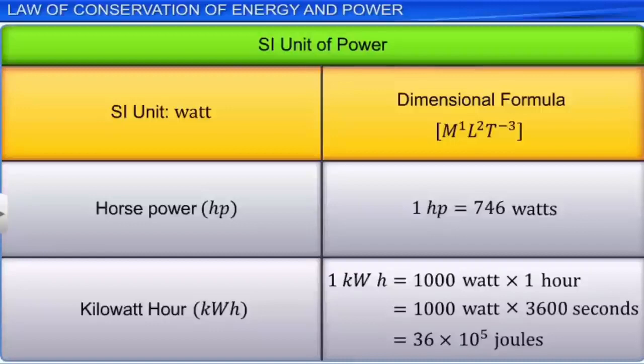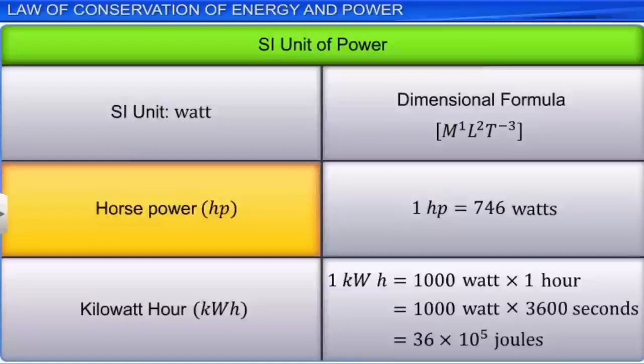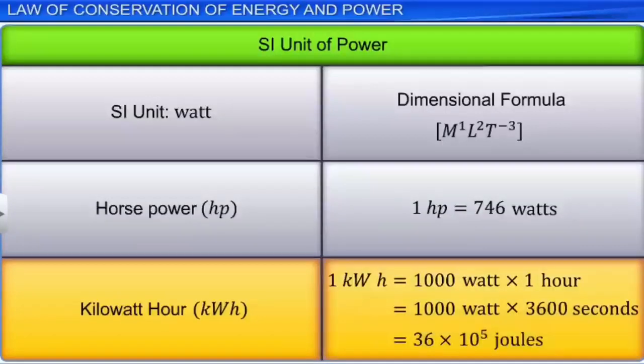Power can be expressed in horsepower, denoted as HP, and 1 horsepower is equal to 746 watts. The commercial unit of electrical energy is kilowatt hour, denoted as kWh. 1 kilowatt hour is equal to 1000 watt into 1 hour, which is equal to 1000 watt into 3600 seconds, and is equal to 36 × 10⁵ joules.